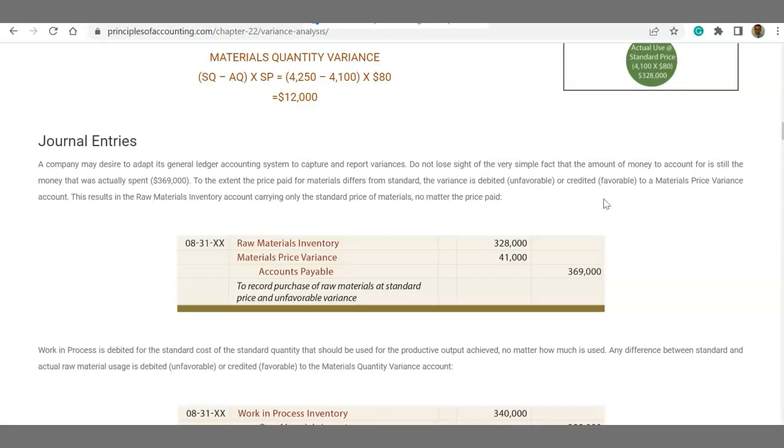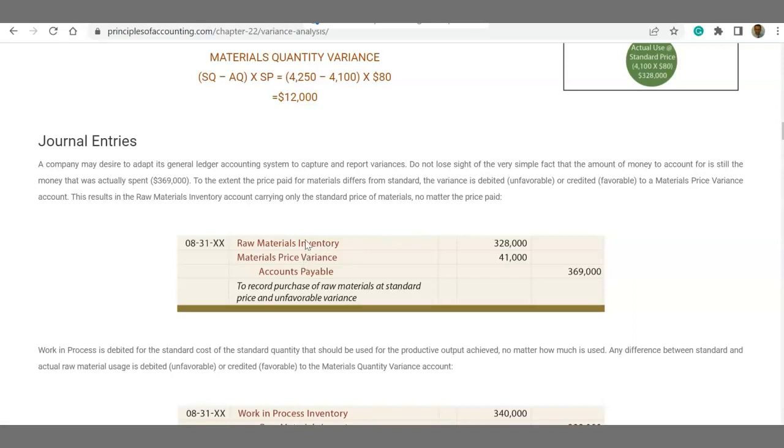To the extent the price paid for material differs from standard, obviously, the variance is debited, which is unfavorable, or credited, which is favorable, to material price variance account. This results in raw material inventory account carrying only the standard price of material, no matter the price paid. So this is how normally they do the journal entry.